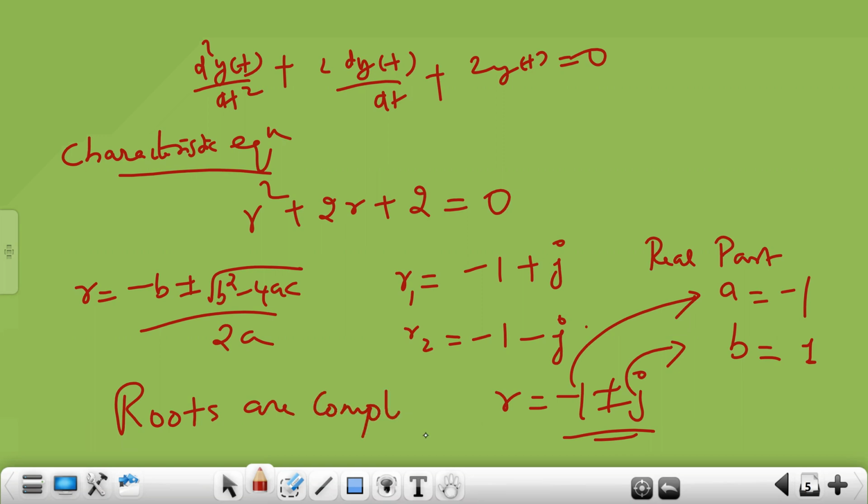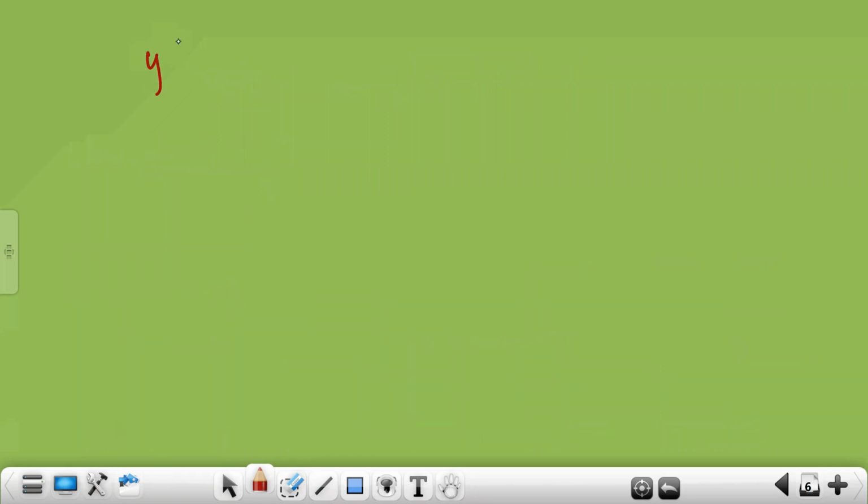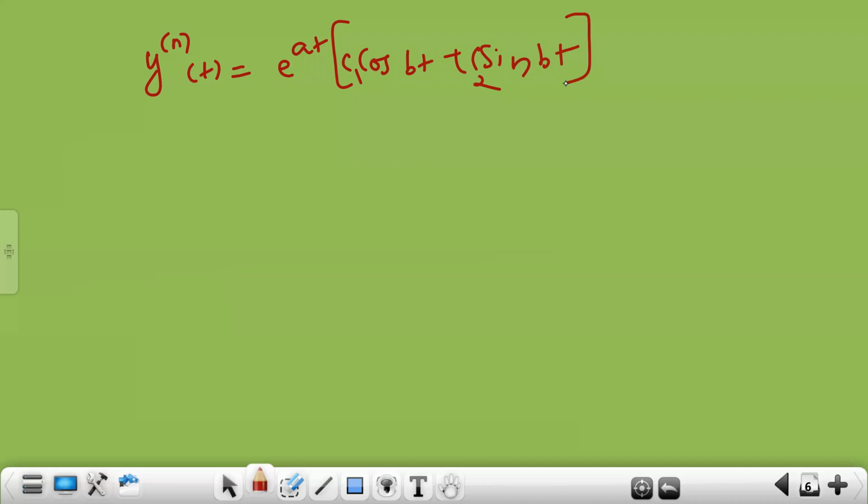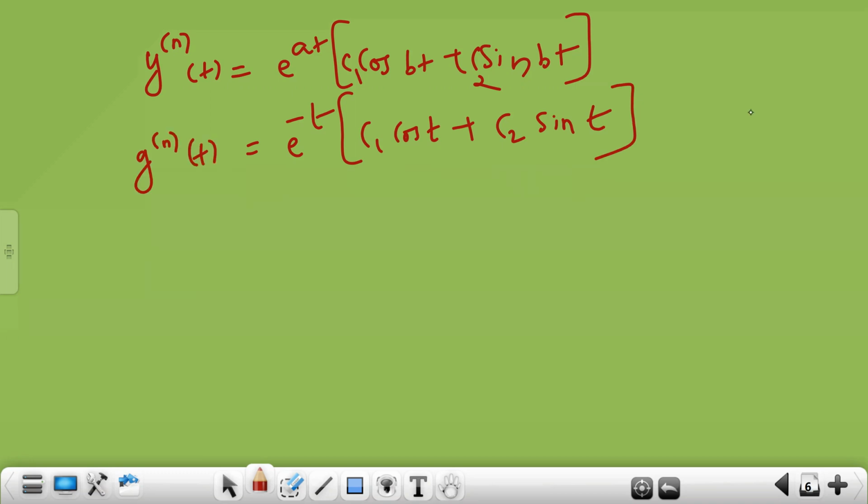solution. The solution is yn of t is equal to e to the power at into c1 cos bt plus c2 sin bt. Now, what is a? a is -1. So e to the power -t into c1 cos t, b is 1, right? So c1 cos t plus c2 sin t. Put it as equation number 1, because later we need to rewrite this equation after finding C1 and C2.